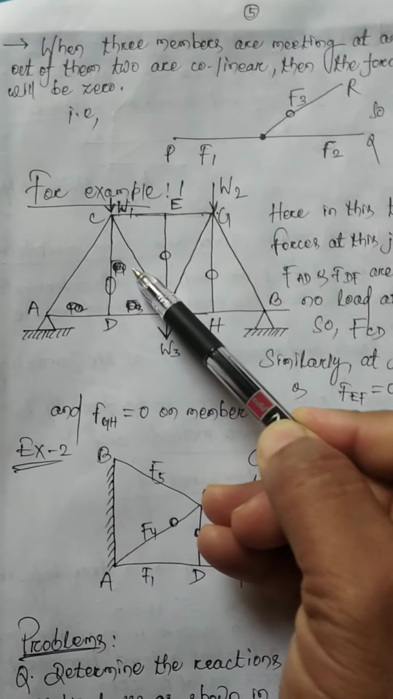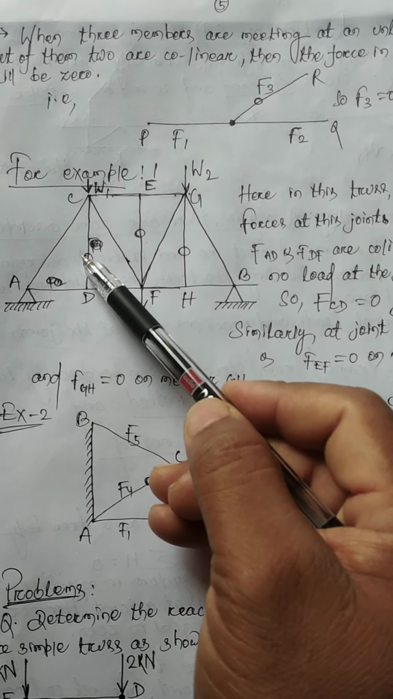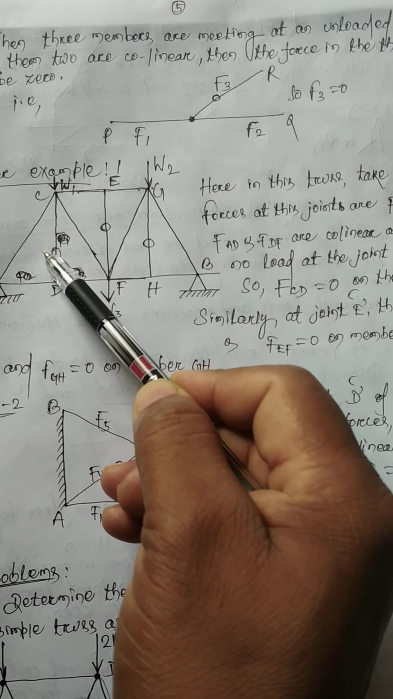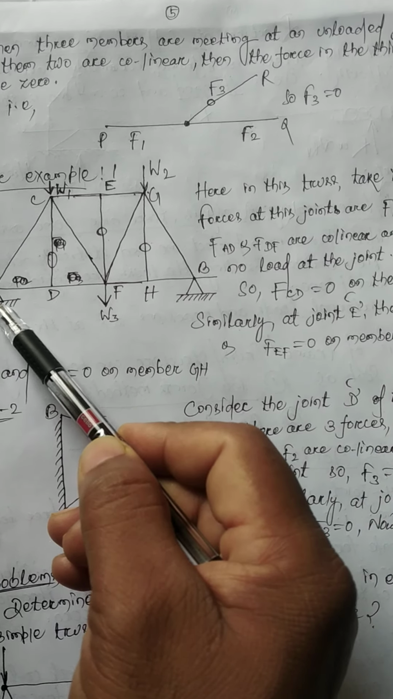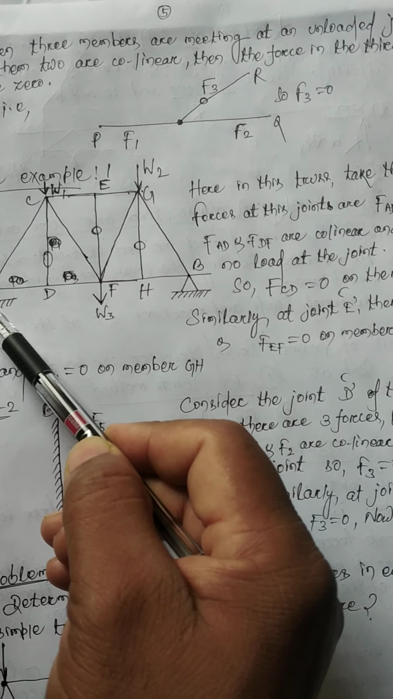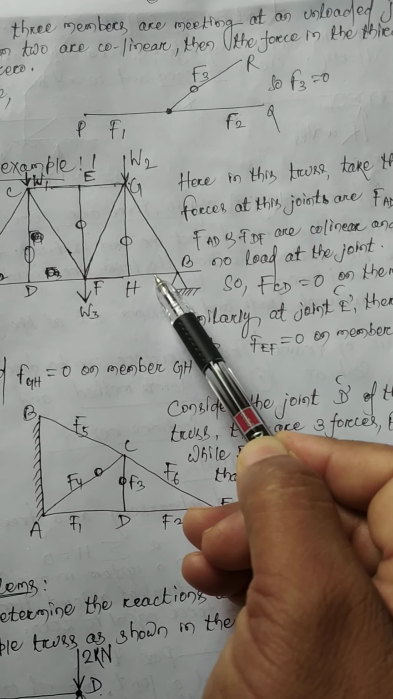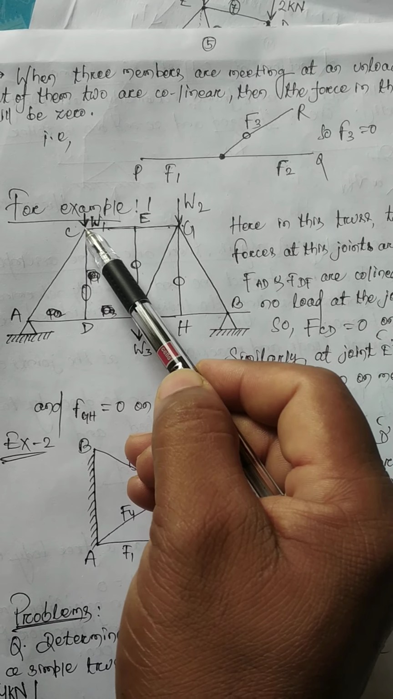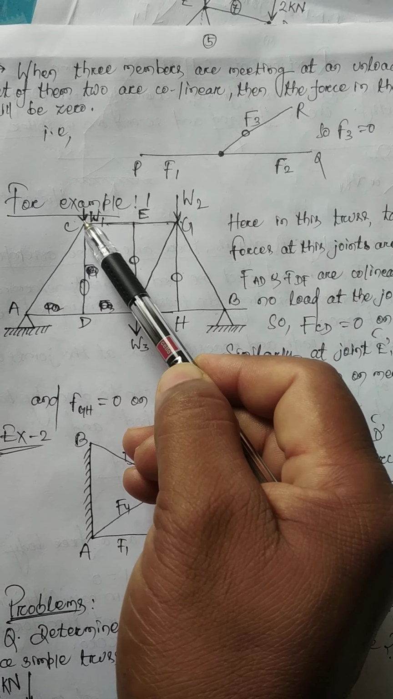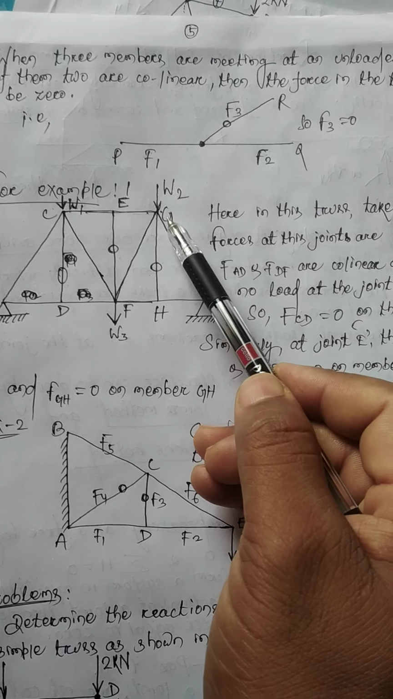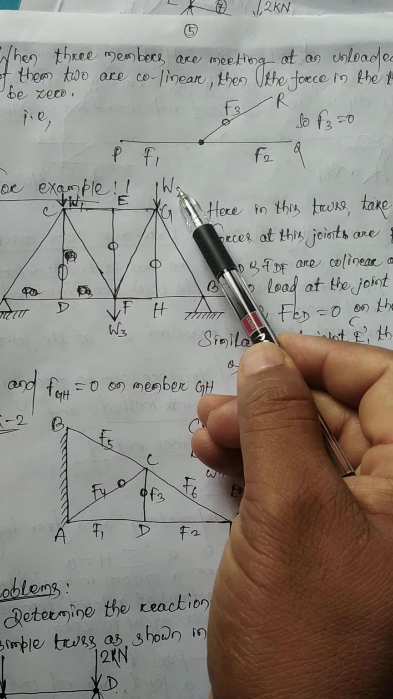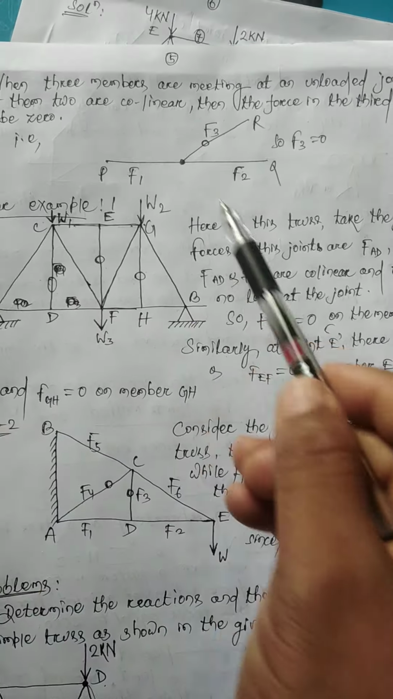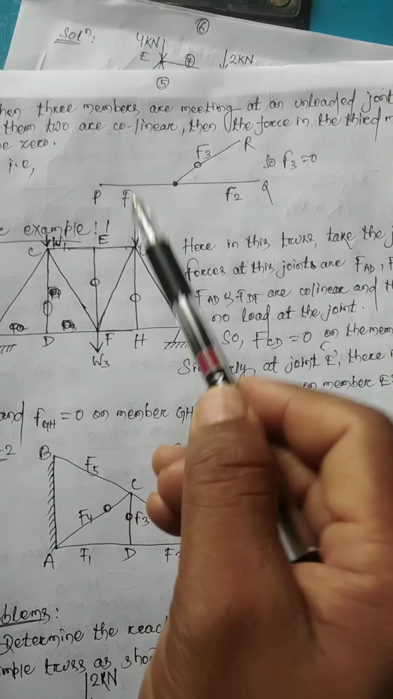See here, this is two triangles attached in a plain truss. This is one triangle, this is one triangle. Here there are two hinge supports at the point A and at the point B. Now at the point C there is one external load W1 which is applied vertically downward, and at the point G that is W2 which is applied vertically downward. Okay, and there is no other external loads here.